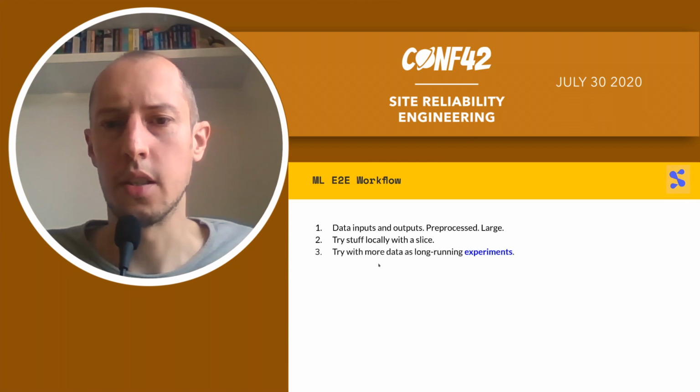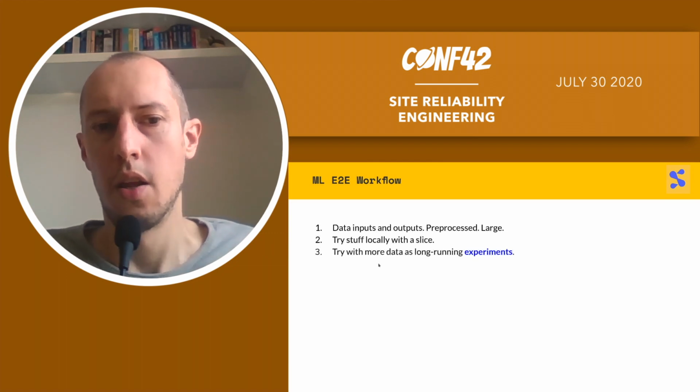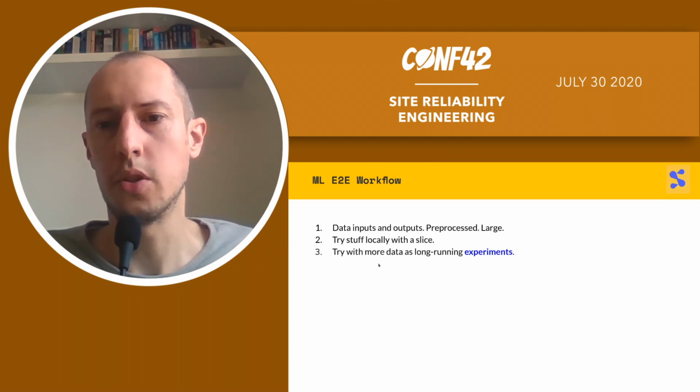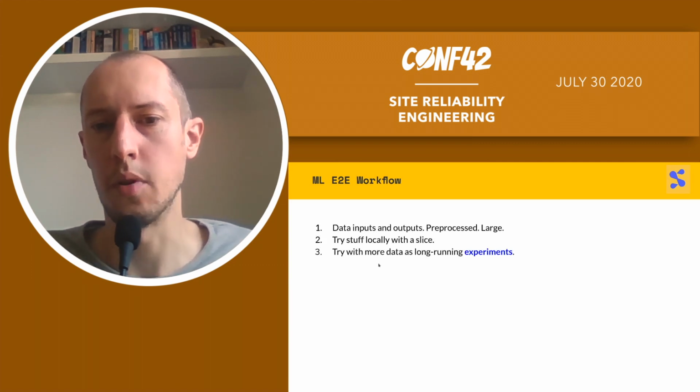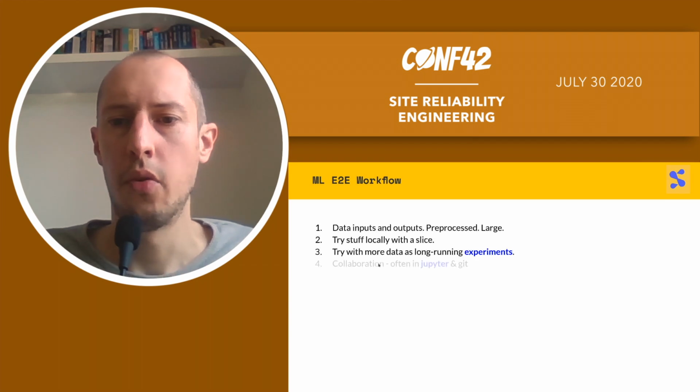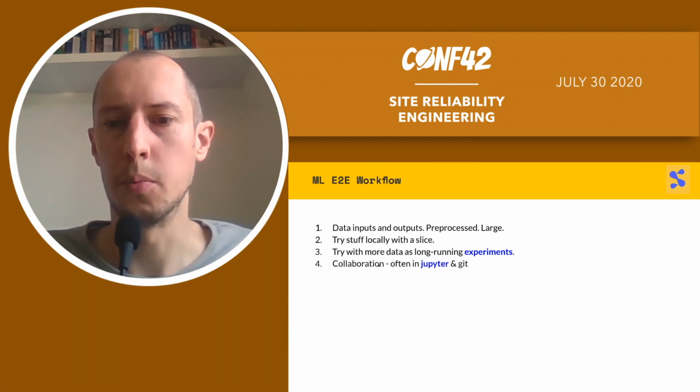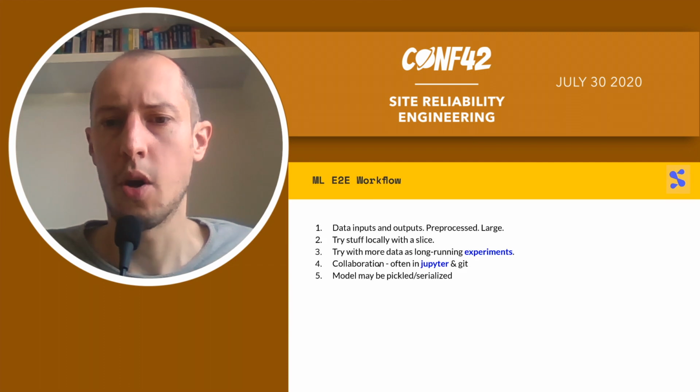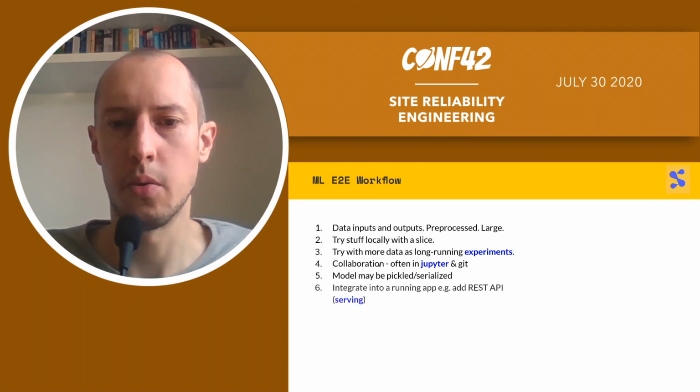When the data scientist has started to make some progress, then they might move to a hosted training environment to run some longer running experiments on a larger sample of the data. There will likely be collaboration with other data scientists, most likely using Jupyter notebooks. The artifact produced will be a model. Commonly a model that's pickled or serialized to a file. That model can be integrated into a running app to serve real-time predictions through HTTP.